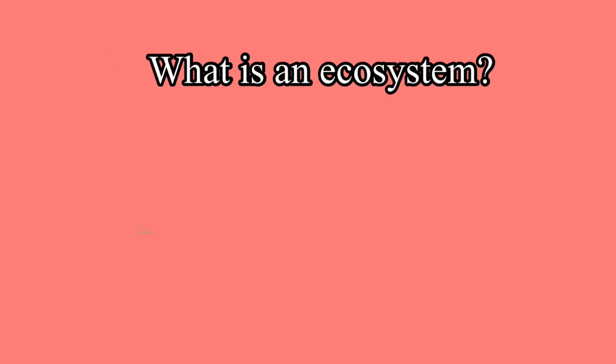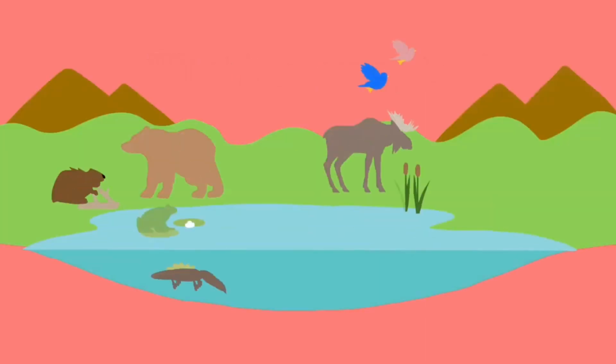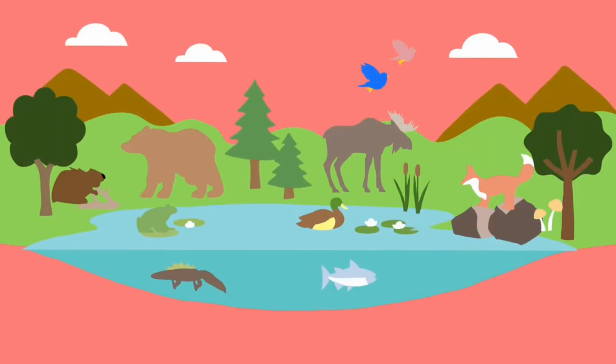What is an ecosystem? It is a group of living things and non-living things that live and interact in a specific area.